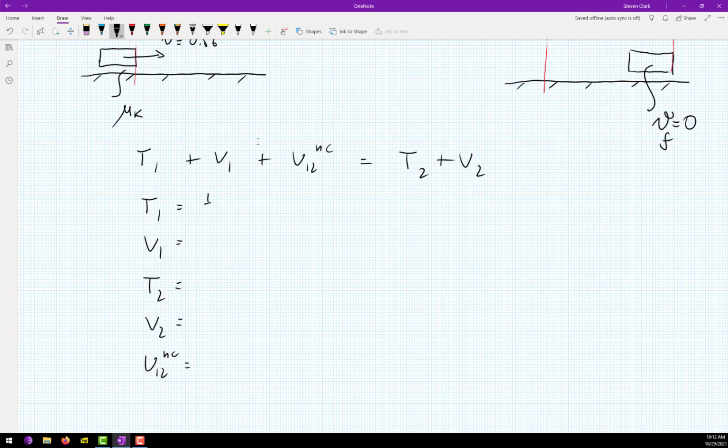So T1 is 1/2 m times 0.56 squared. Do we have springs in the system? No. Do bodies change elevations? No. So V is 0 here, 0 here. At the end, the body stops, so the kinetic energy is 0. But we have work of friction, yes? We have U12 of friction.